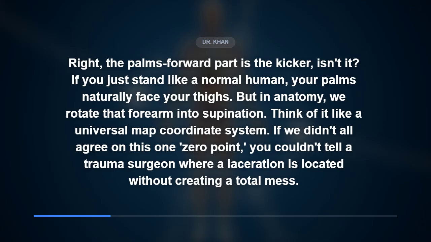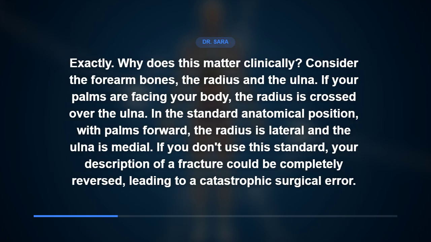Think of it like a universal map coordinate system. If we didn't all agree on this zero point, you couldn't tell a trauma surgeon where a laceration is located without creating a total mess.